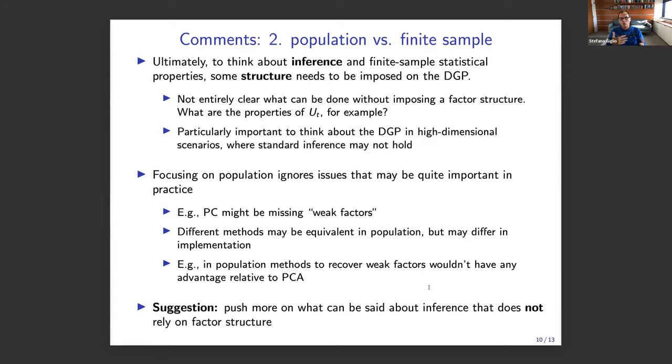So I think it would be nice for the paper to say something about recovering these factors in the real world. Again, maybe it's for another paper, okay? It's one step down the research agenda. But the other side of this is, again, it would be cool if you could say something in a situation that is not a factor structure. Maybe there is something about inference you can say, which is also general, that mirrors the generality of your approach.